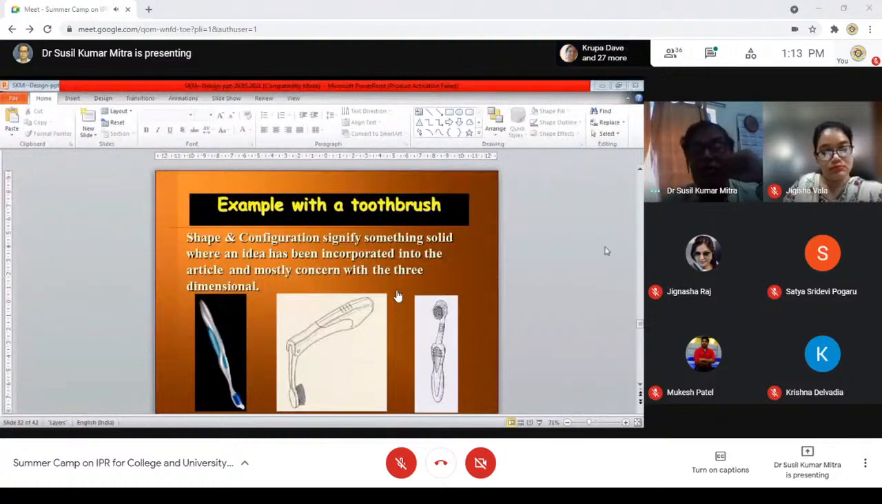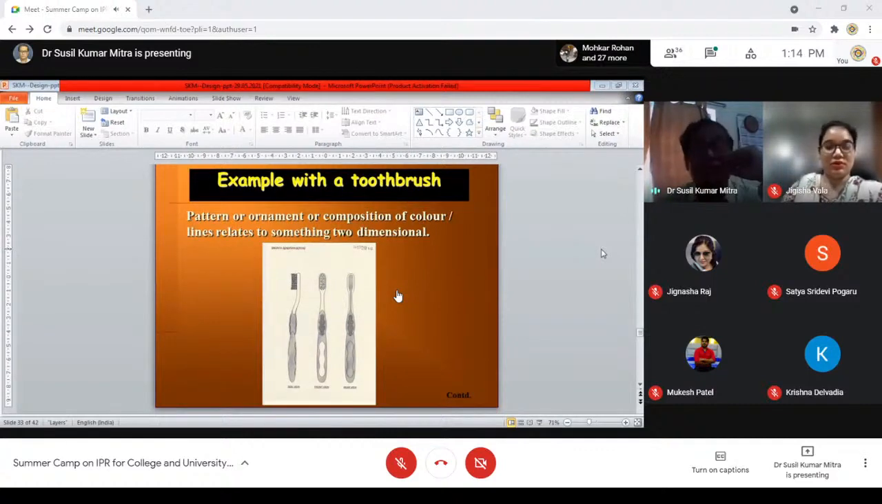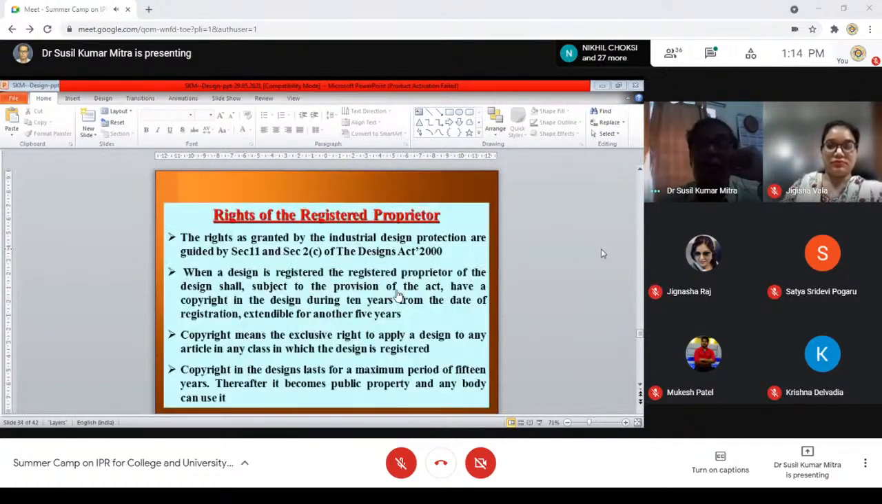So you see that different kinds of representations can be prepared. This is also a kind of toothbrush where the pattern and ornamentation is given. Most of the big industries who are producing toothbrushes are going for registration of design with different patterns, shapes, configurations to make the product look good. So they are not claiming the functional part, only the aesthetic part of the article.